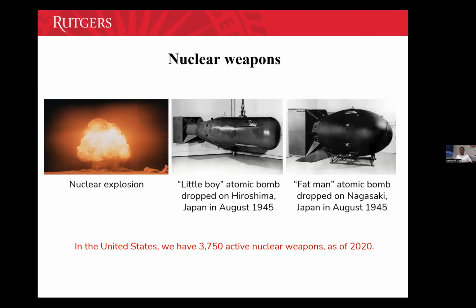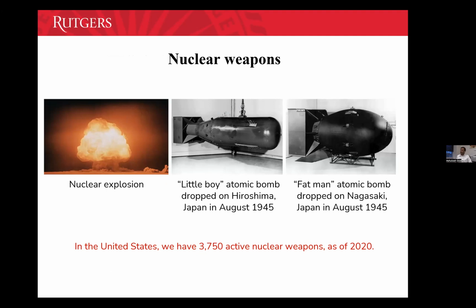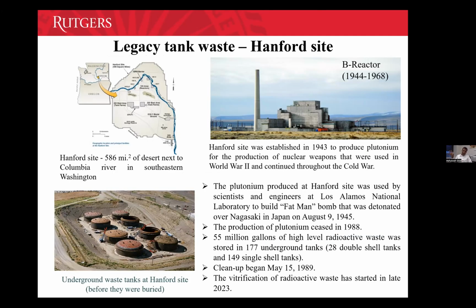So in the United States, as of 2020, we are a nuclear power, and we had 3,750 active nuclear weapons. We had a lot more, but we dismantled them. I'm just going to talk about one particular site of nuclear waste in the United States, and that is called the Hanford site. I don't know how many of you have ever heard of the Hanford site.